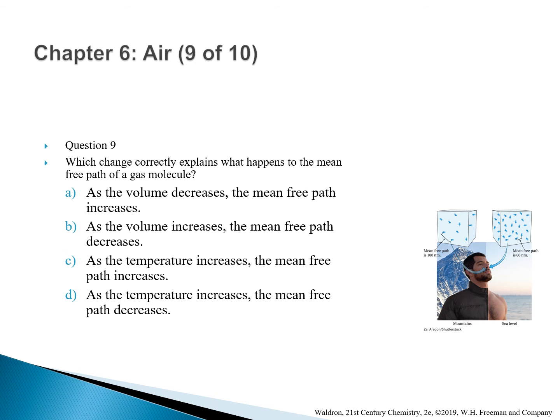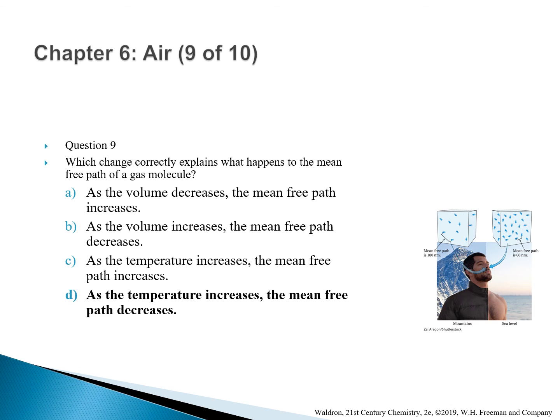Question 9. Which change correctly explains what happens to the mean free path of a gas molecule? A. As the volume decreases, the mean free path increases. B. As the volume increases, the mean free path decreases. C. As the temperature increases, the mean free path increases. D. As the temperature increases, the mean free path decreases. Please pause your video here. The correct answer is D.